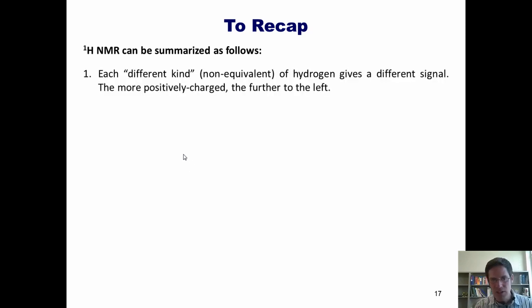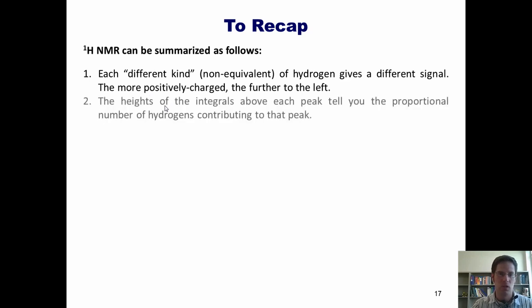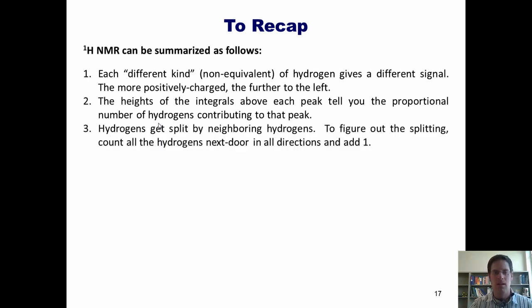1. Each different kind or non-equivalent hydrogen gives a different signal. The more positively charged, the further to the left. 2. The heights of the integrals above each peak tell you the proportional number of hydrogens contributing to that peak. 3. Hydrogens get split by neighboring hydrogens. To figure out the splitting, count all of the hydrogens next door in all directions and add 1.